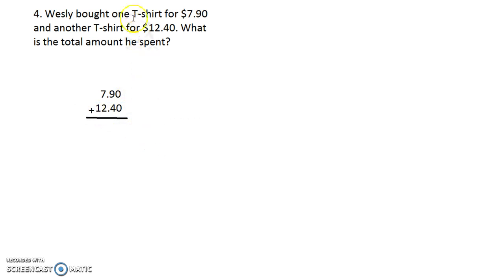There we go. So 0 plus 0 equals 0. 9 plus 4 equals 13. I'm going to bring my 1 up here, right? 1 plus 7 is 8. 8 plus 2 is 10. I'm going to regroup my 1 over here. And so now we have 1 plus 1, which equals 2.